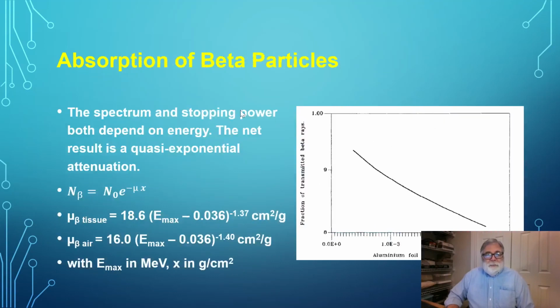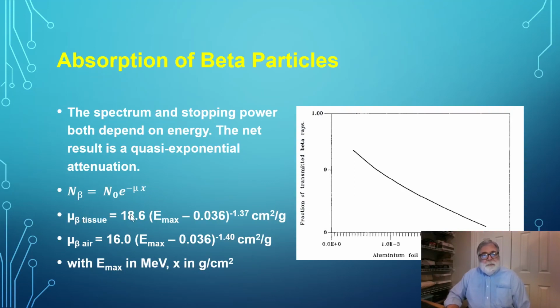They're both functions of energy, and when you factor the two together, it turns out that the number of beta particles that penetrate a certain depth is approximated very well by an exponential, similar to the formula used for photons. The number of beta particles at some depth is equal to the number at the surface, attenuated by e to the minus mu x. Mu is in units of square centimeters per gram, x in grams per square centimeter. The exponent has to turn out to be a pure number.